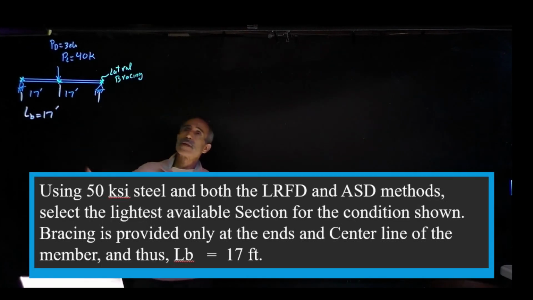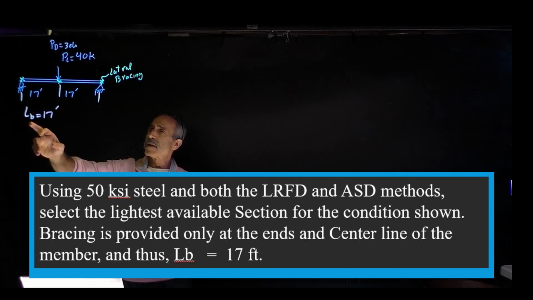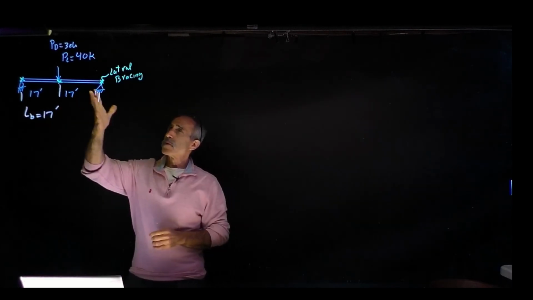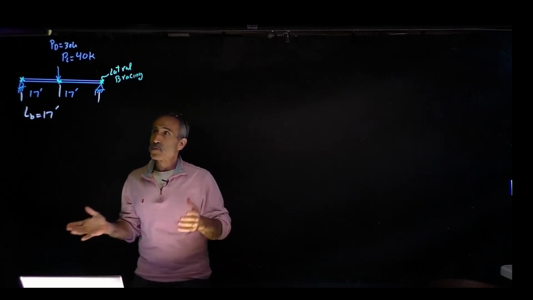Okay, so we have another example here. This beam is 34 feet long, and it's braced at the end and at the center. So basically, the unbraced length is about 17 feet, and we have a dead load and live load given to us, and we want to find out what size beam we should select for this.